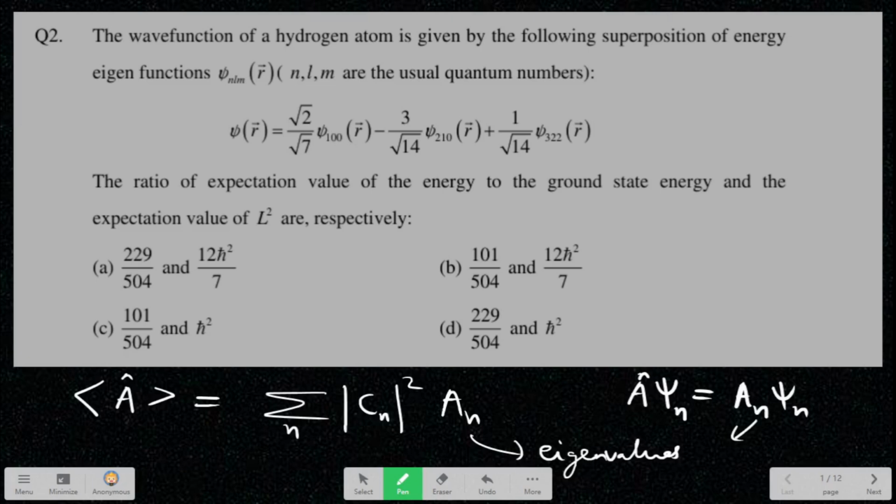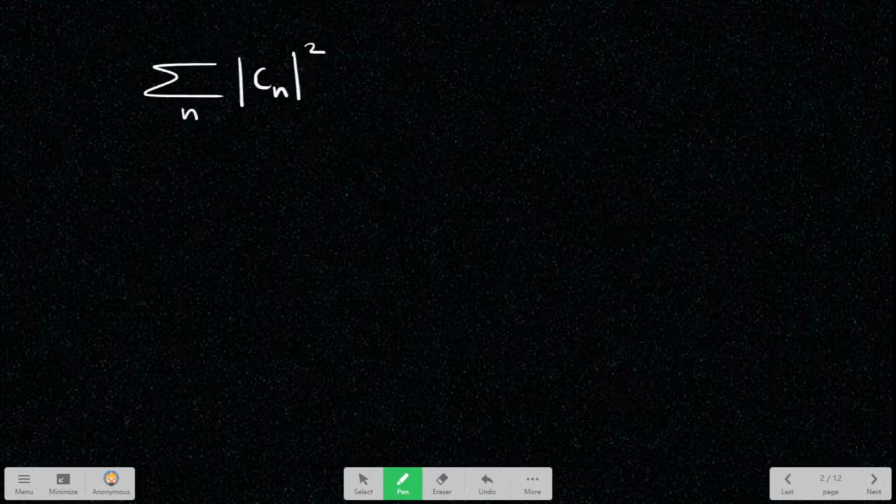Now this formula for expectation value of operator A is applicable if psi is normalized. If the given state is normalized, then only you can use this formula. Otherwise you will have to divide by a summation over n Cn mod square. So let's check if psi is normalized or not. If the sum of modulus square of all the coefficients is equal to 1, then we say that psi is normalized.